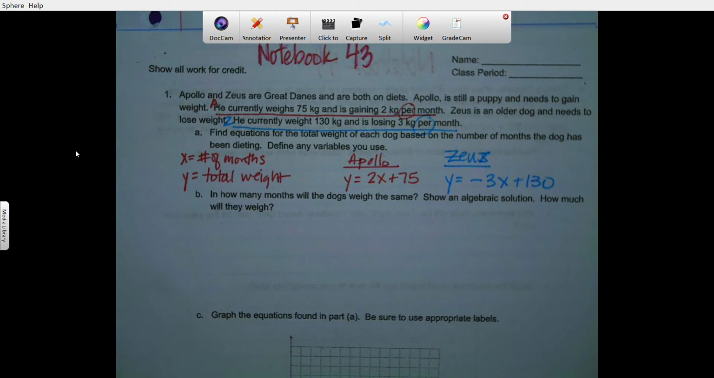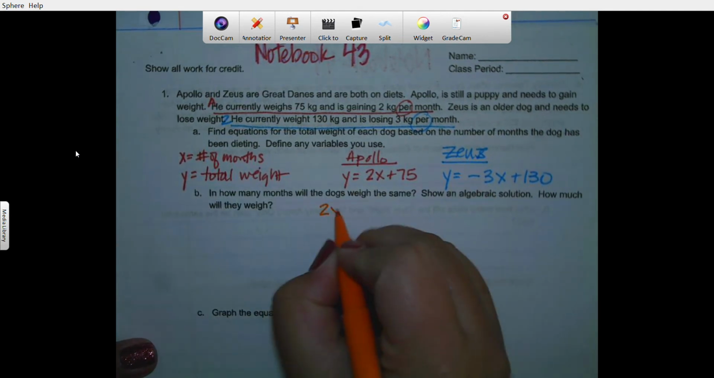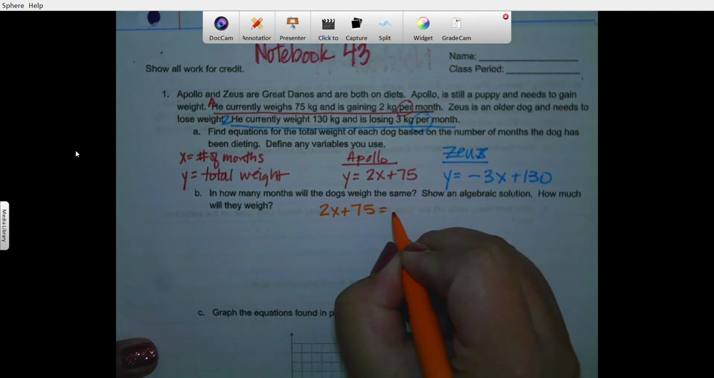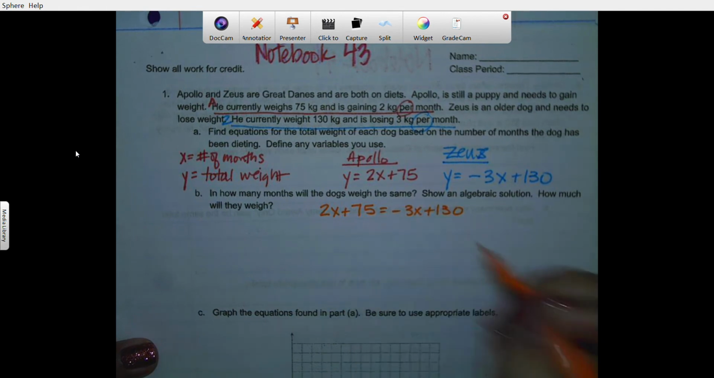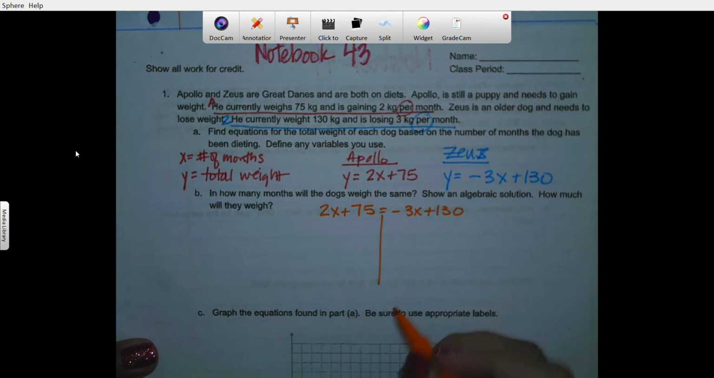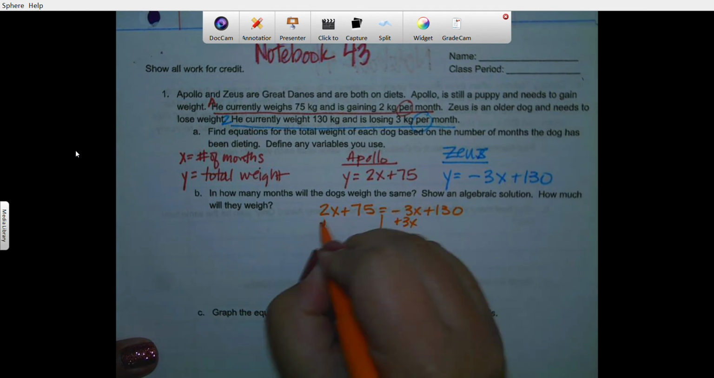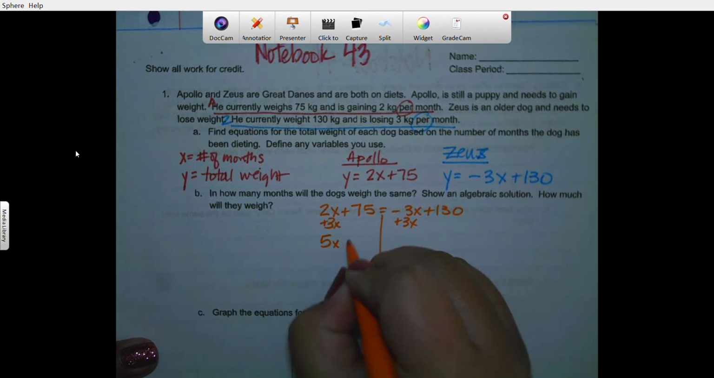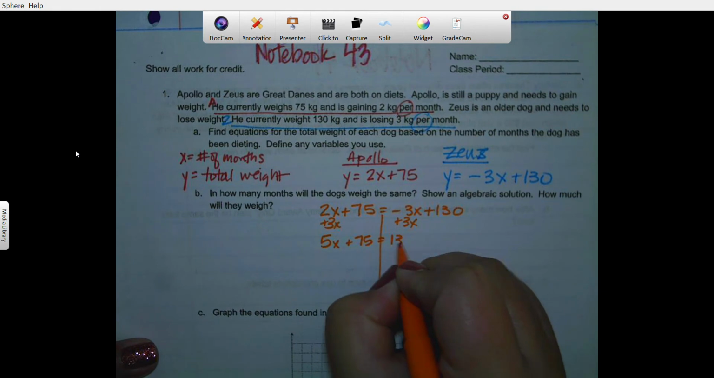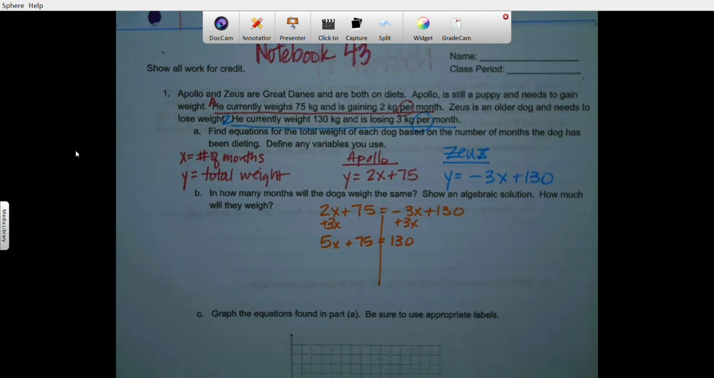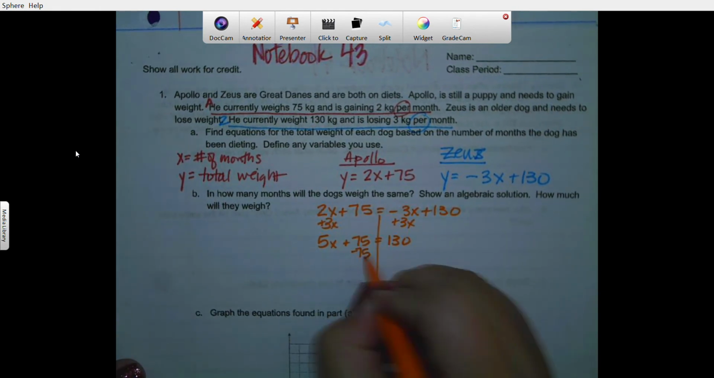Okay, now B: in how many months will the dogs weigh the same? So if they weigh the same, that means that their equations are equal. So when are these two equations equal? So set them equal to each other. And now I'm going to solve for x. I like to get positive x's. So I have 5x plus 75 is equal to 130. Then I'm going to subtract 75.